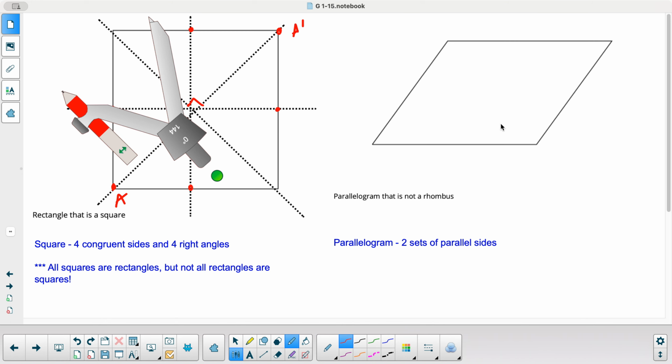So again, if you want to trace this, if you've got tracing paper, trace this parallelogram. Pause the video, start folding your tracing paper. But this actually is going to have none. Okay, this is going to have no lines of symmetry.